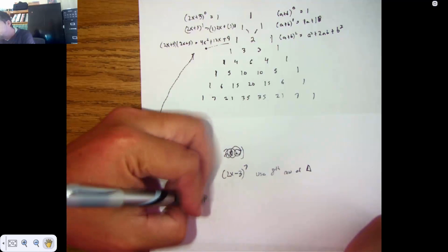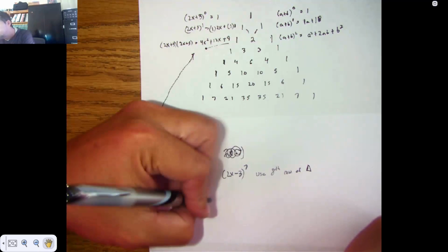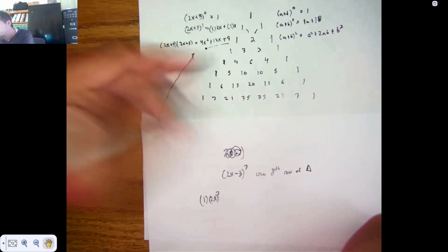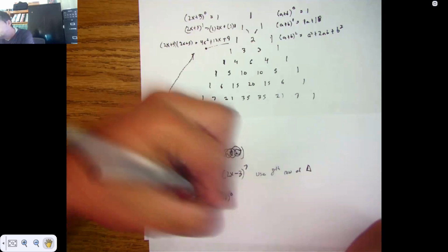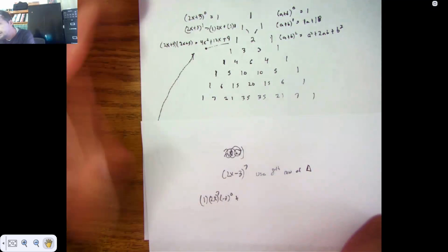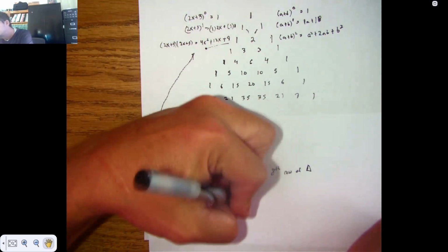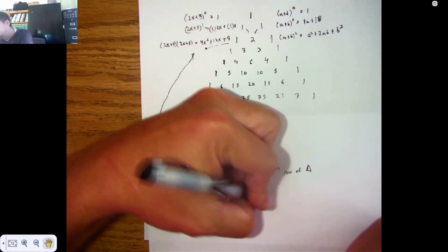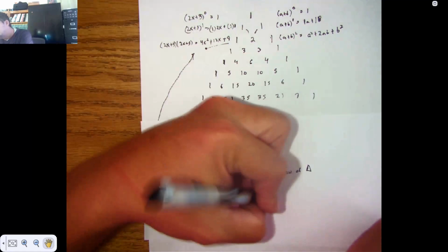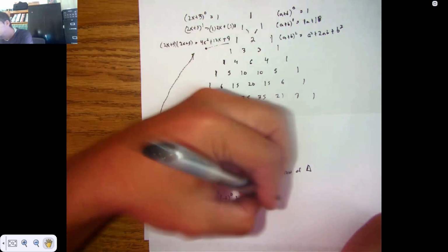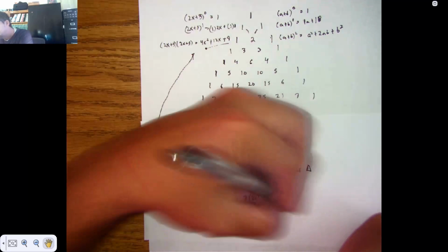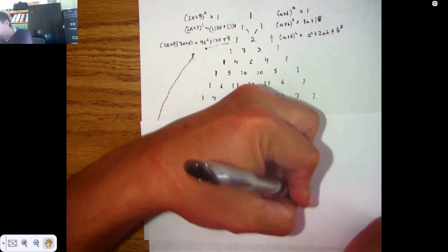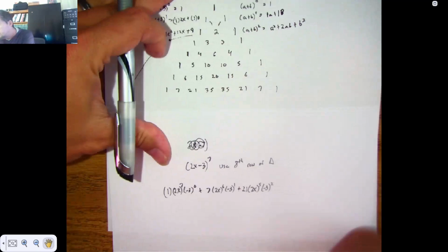So I write down my 1. I multiply it by 2x to the 7th. All of it gets to the 7th. Times a negative 3 to the 0. And then I move on. The next constant in the triangle is a 7. The 2x gets raised to the 6th power. The negative 3 is now to the 1st. I move on in my triangle. I encounter a 21. The 2x is now down to the 5th, but the negative 3 has risen to the 2nd. I keep moving on.